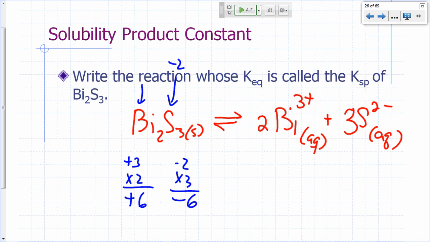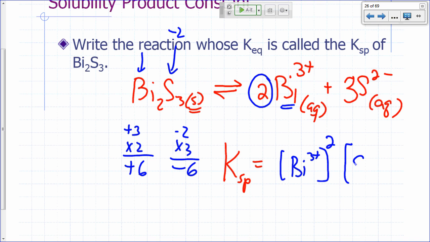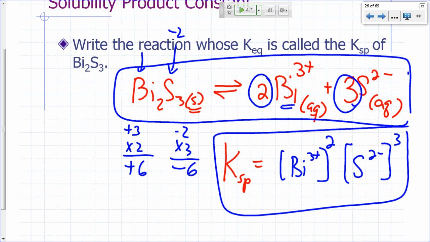So that's the reaction. What's the expression for KSP? KSP equals products over reactants, but the activity of the reactant is just 1 since it's a solid, so it's just the product of the activities of the products. So what would it be? Bismuth concentration or activity raised to the power 2 times the concentration of sulfide raised to the power 3. So that's the expression for the KSP, and this is the chemical equation for it. Okay?